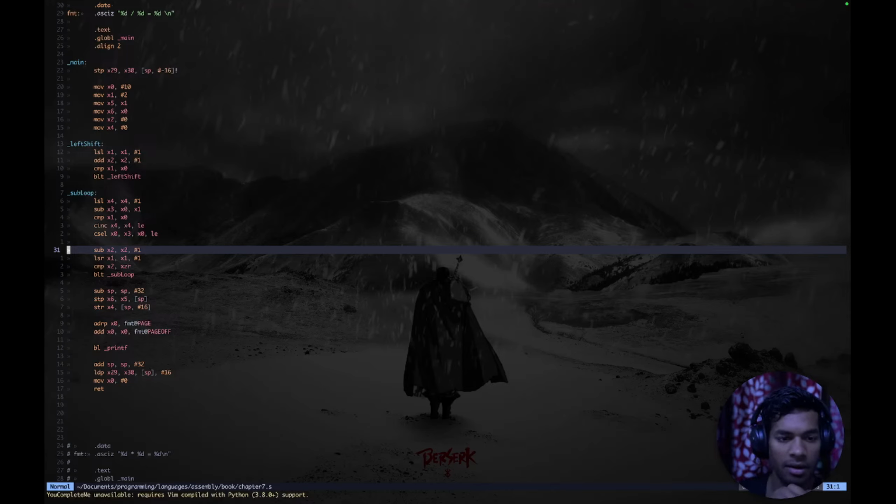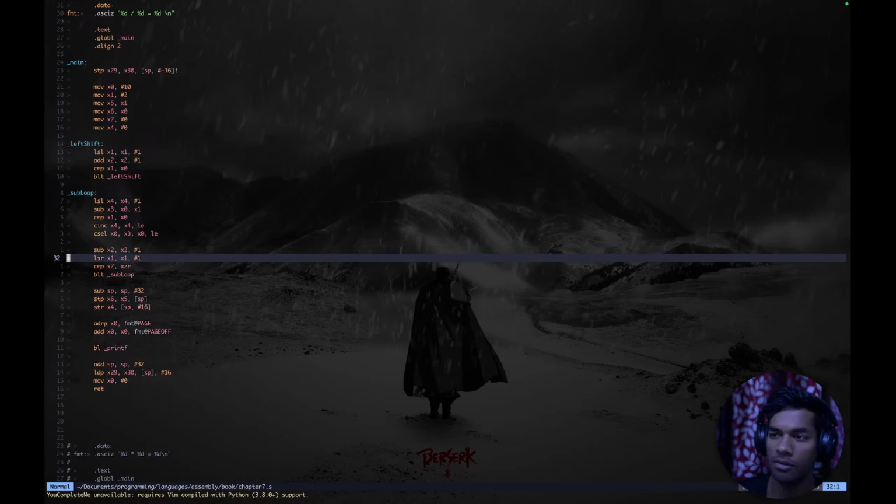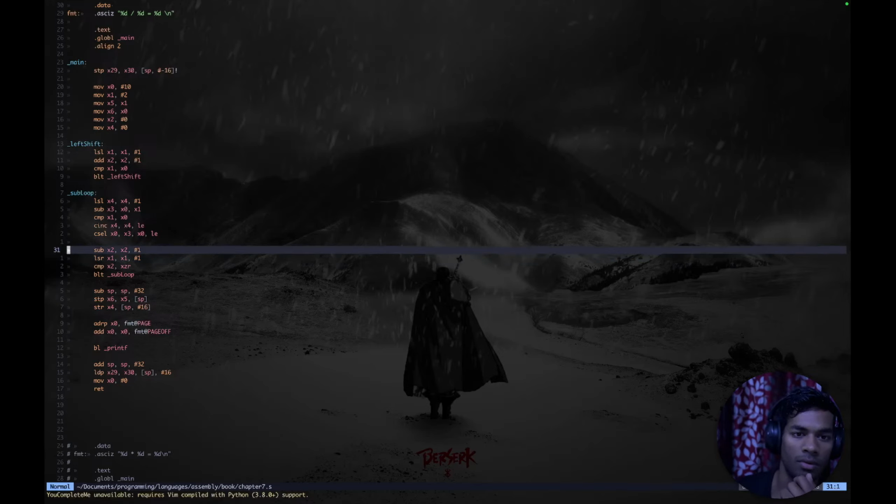I'm subtracting 1 from the counter every time. That is also good. And then I'm logically shifting right 1 bit of the first register every time in the loop. Yes, that is also necessary. And then I'm comparing the counter with 0. Let's see what we will get.